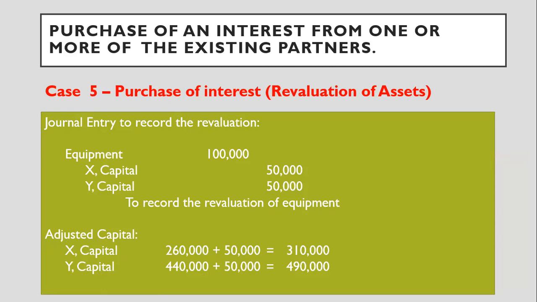So we have a debit to equipment 100,000. Since they share profit equally, the 100,000 will be shared by X and Y equally. So we have a credit to X capital 50,000 and Y capital 50,000. The adjusted capital now of the partners will be, for X, 260 plus 50, it's 310,000, and for Y, 440,000 plus 50, we'll have now 490,000. So these are their capital balances before the transfer.